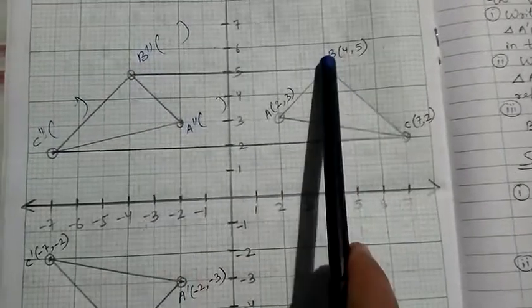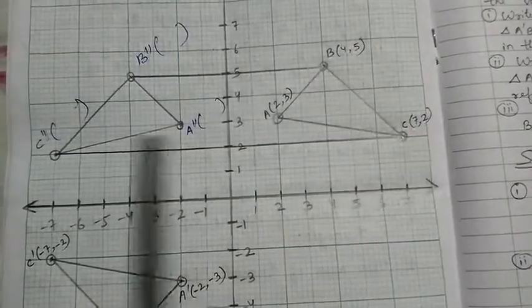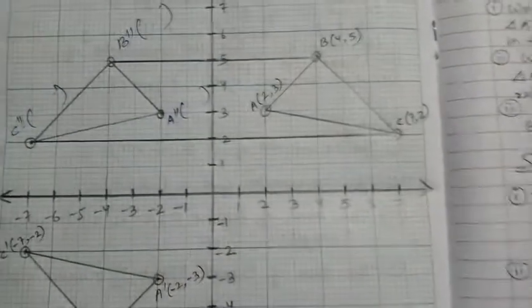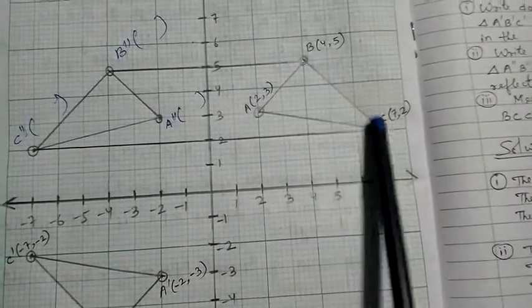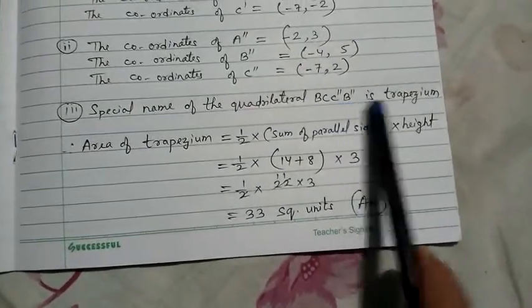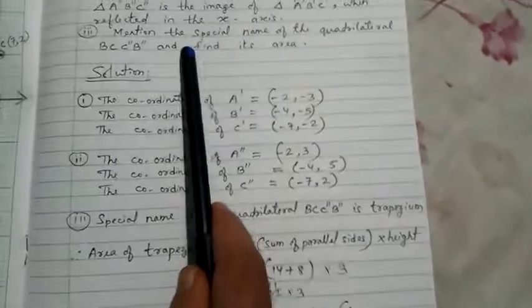So you can see one side, two sides, three sides, and the fourth side. So these 4 sides make a quadrilateral, but you have to write the name of this quadrilateral, and the name of this quadrilateral is trapezium. So you can see the special name of the quadrilateral B C C double dash, B double dash is trapezium. And the last question is find the area.